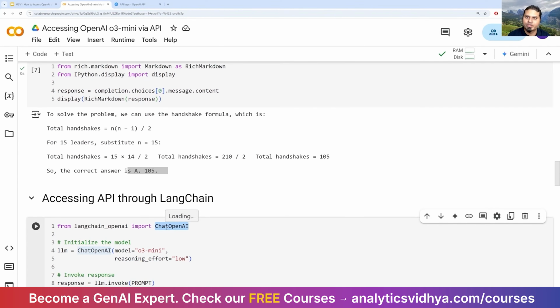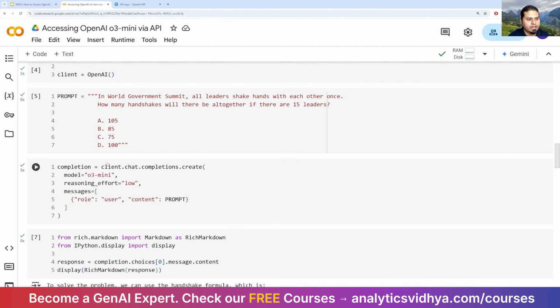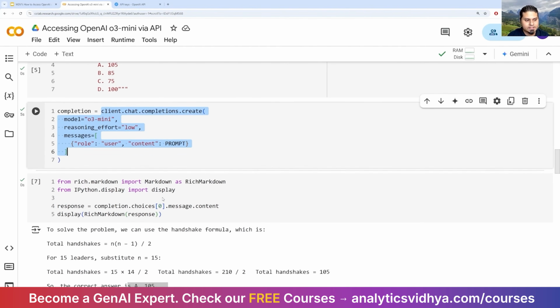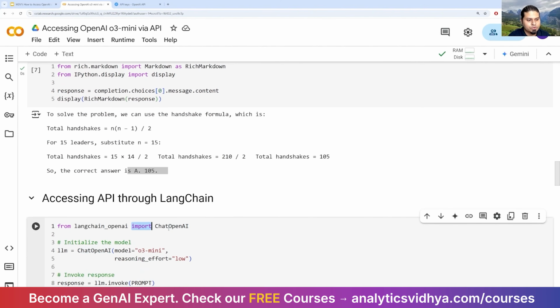That is the wrapper which internally accesses this API for us and gets the response from the relevant model we will pass in. So here we import Chat OpenAI and then initialize a connection to the model, saying I want to use the o3-mini model and reasoning effort is low. So this creates a connection to the o3-mini model using our API key whenever we call it.